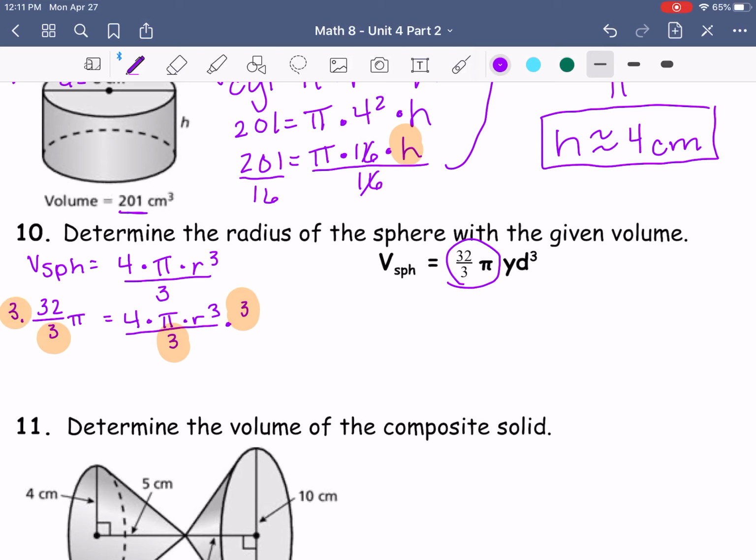And when we do that, this would give us a 1 if we did all of the work, but we just know 3 divided by 3 is 1. So we're left with 32 pi. Same thing on this side, those 3's eliminate. And this comes out to be 4 times pi times the radius cubed. So now we've gotten rid of anything that looks like a fraction. And now we can start moving things to at least get the r cubed by itself. The first thing I'm going to move on this part now is the 4. So 4 is being multiplied to everything, so I'm going to divide everything by 4. Inverse operations, remember?